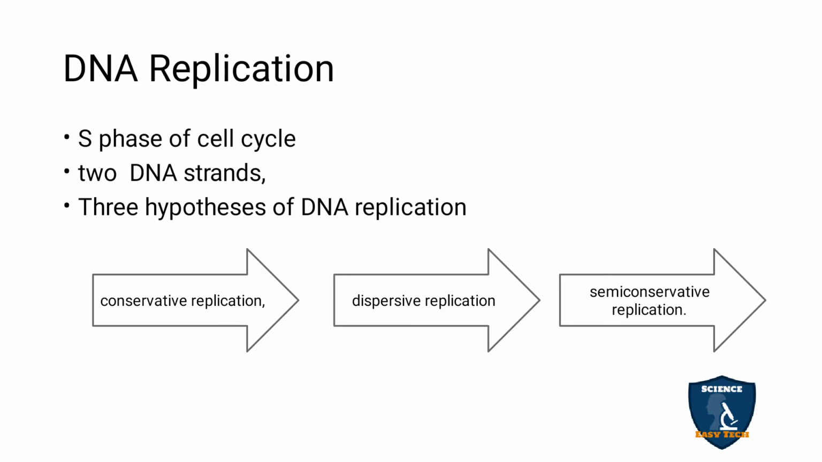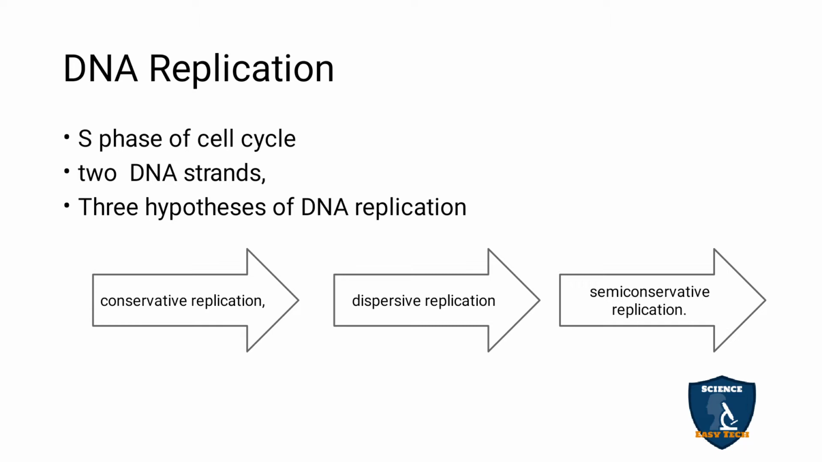DNA replication takes place in the S phase of the cell cycle. In the cell cycle, you have the M phase, G1 phase, G0 phase, G2 phase and S phase. S phase is the synthesis of DNA. During that phase only, the DNA replication starts. And there are two strands of DNA.